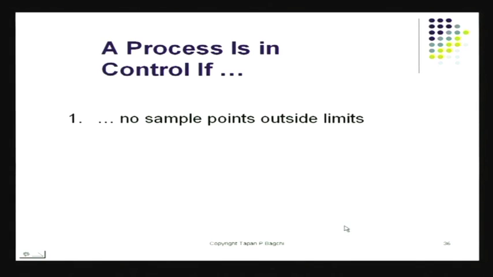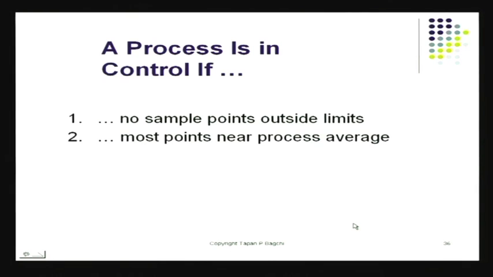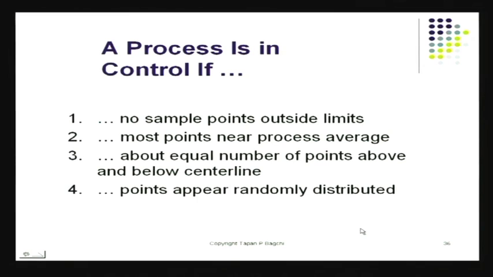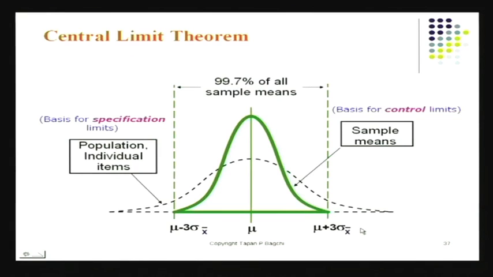So we say that a process is in control if there are no sample points, like x bar values or r values, beyond the upper and lower control limits. Most of the points are near the process average. About equal number of points are above and below the center line, and points appear to be randomly distributed when I look at the chart. If that holds, my distribution is going to be mostly in this green area, and that's going to be the process in good control there.